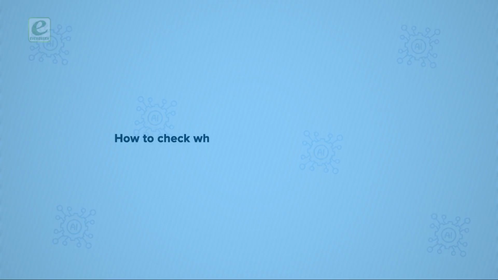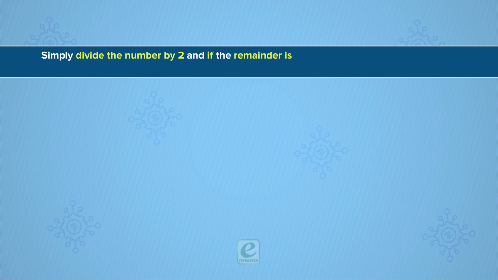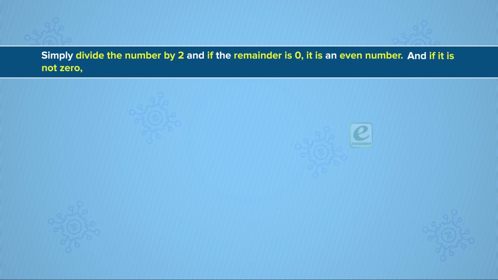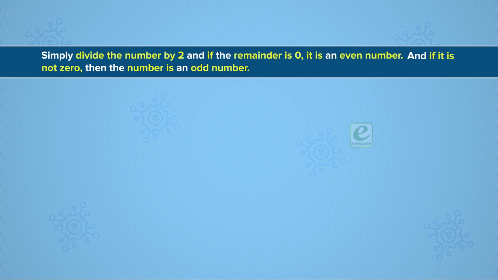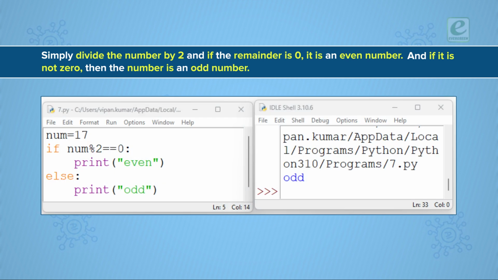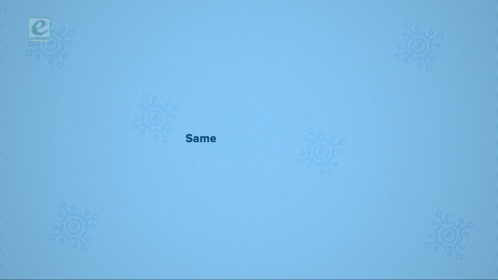How to check whether a number is odd or even? Simply divide the number by 2, and if the remainder is 0, it is an even number. And if it is not 0, then the number is an odd number. So let the number to be checked be 17, and we will create a variable called num to hold the value.